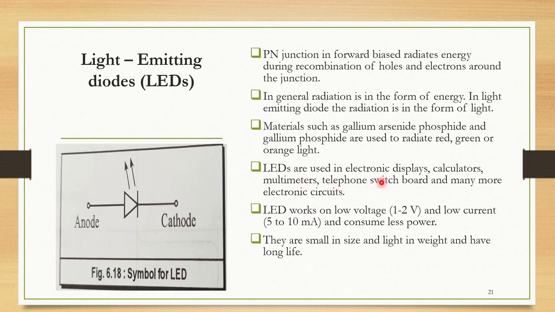LEDs are used in electronic displays, calculators, multimeters, telephone switch boards and many more electronic circuits that we know. LED works on low voltage, 1 to 2 volt, and low current, 5 to 10 milliampere, and consumes less power. They are small in size, light in weight and have long life. So this is the application of PN junction in forward bias.